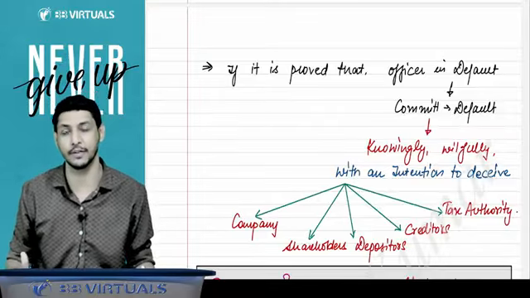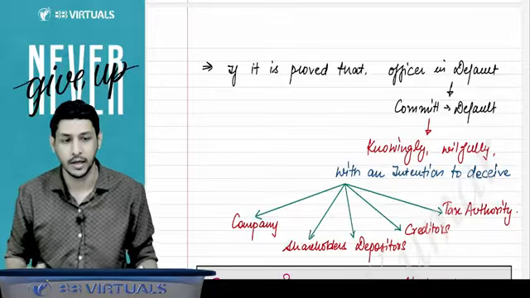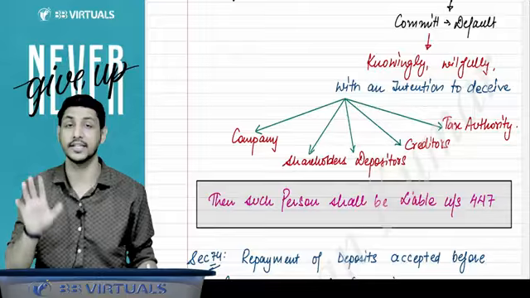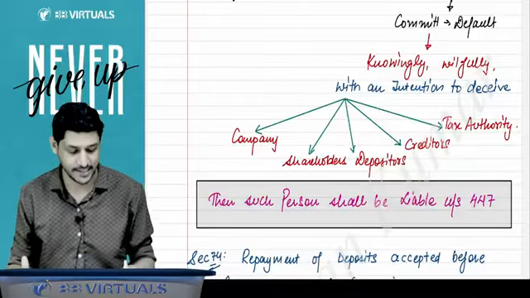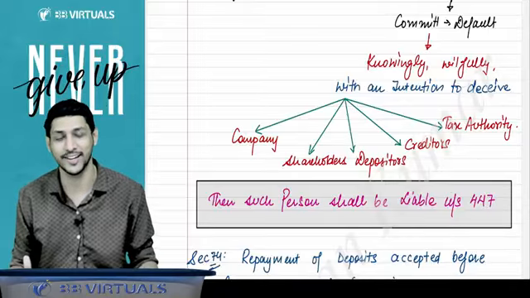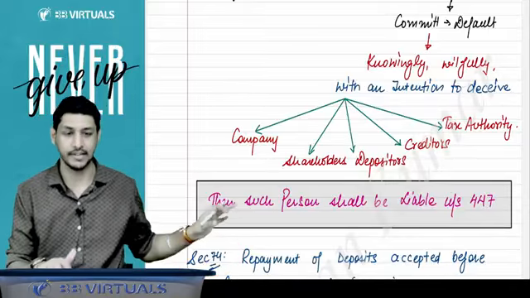willfully, in order to deceive, in order to do fraud with the company, shareholder, depositor, creditor, tax authorities, then such person will be liable under section 447. That is, fraud punishment will be applicable to him. Got it, sir. Now I'll come to section 74 later.